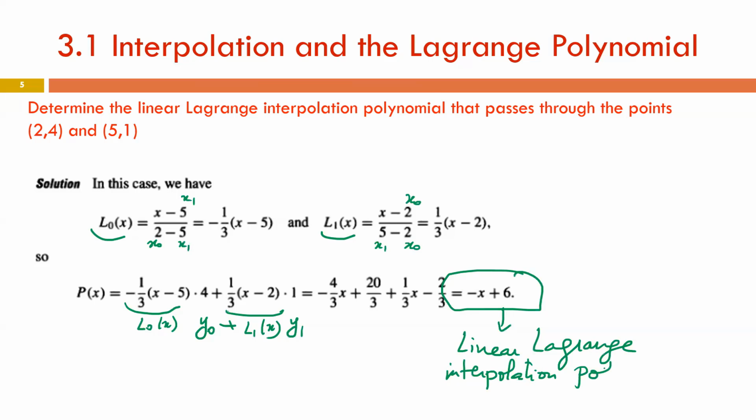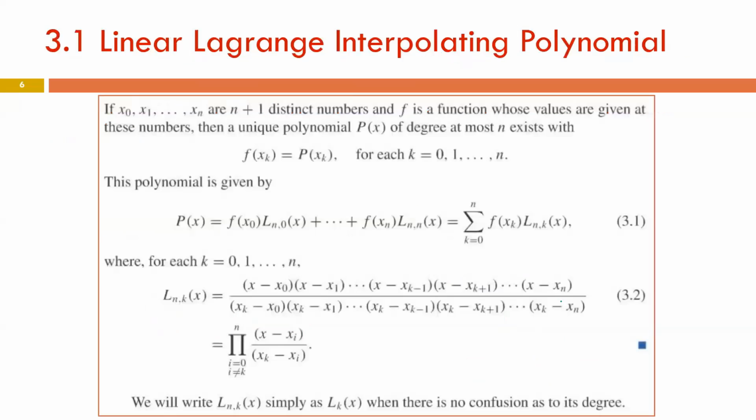polynomial. So interpolation means find a polynomial whose graph passes through all the given points. Okay, this is the idea. So this is the general case. Here it's not linear anymore, but this is the general formula of the Lagrange interpolation polynomial.